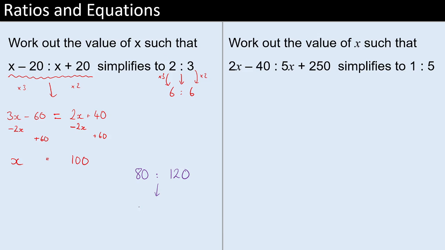Well, let's divide them by 10. That would give us 8 to 12. And let's divide it by 4. That would give us 2 to 3, which it does. There we go. We have found a value of x that simplifies to 2 to 3 by using an equality of our ratios, setting up an equation where things are equal to work out what x is equal to.